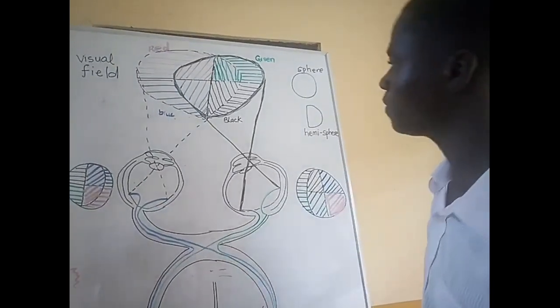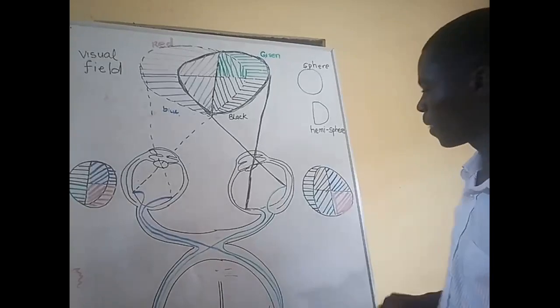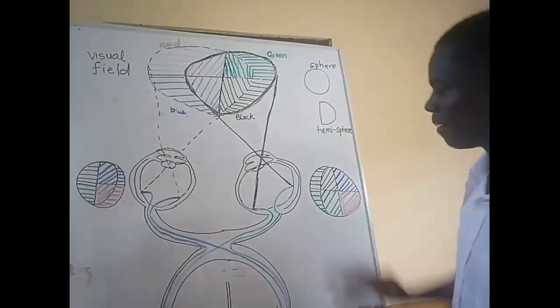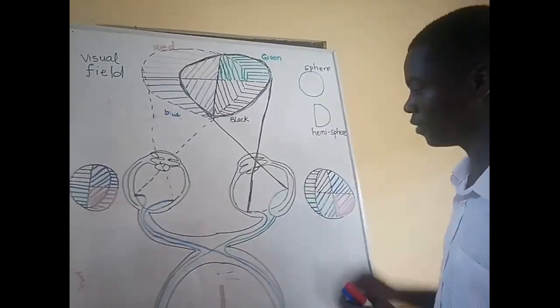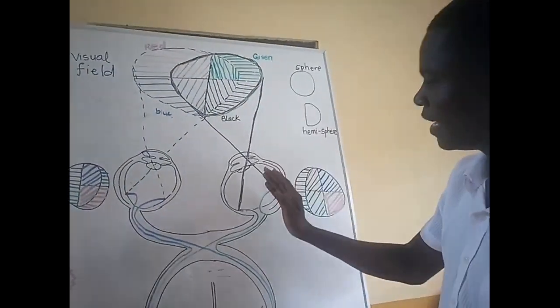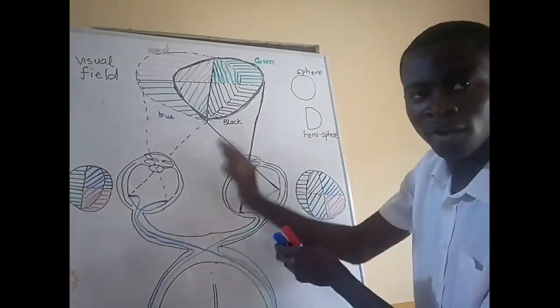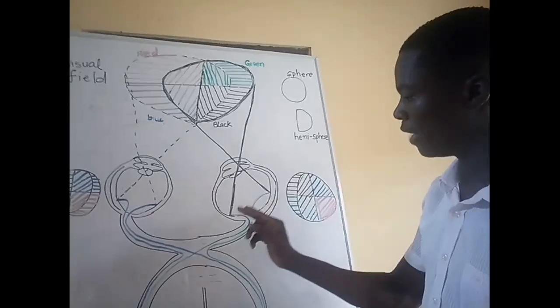Now, this is the visual field. So we go to a simplified diagram of how the retina perceives the visual field. So just like we analyzed here, we will realize from here that let's take the right eyeball as a case study.